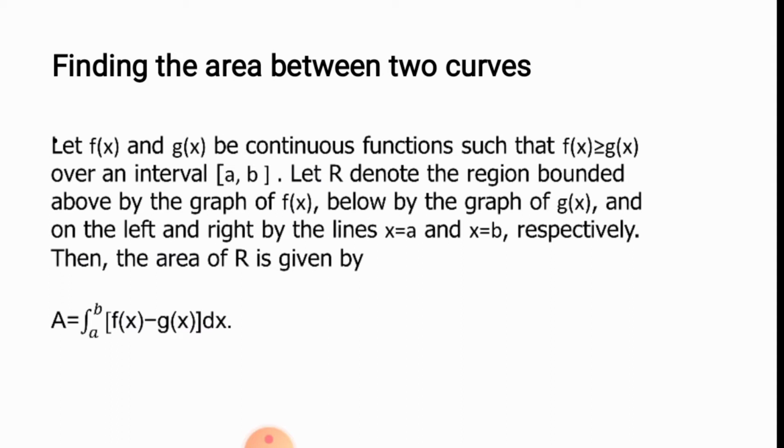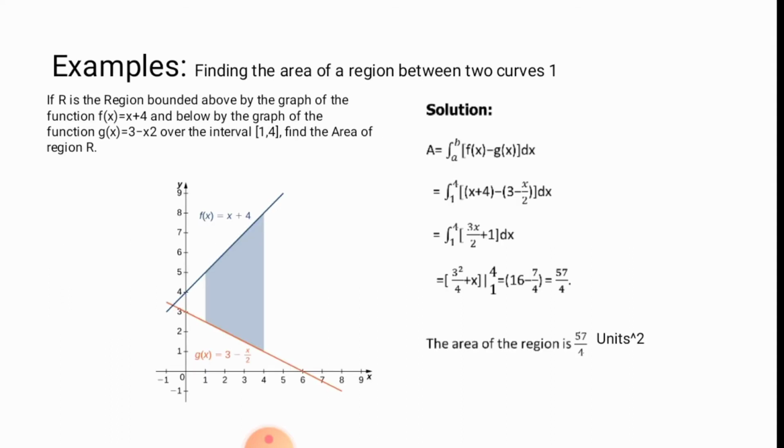Now, we have some examples. Example: finding the area of the region between two curves, number 1. R is the region bounded above by the graph of the function f of x equals x plus 4 and below by the graph of the function g of x equals 3 minus x over 2 (correction, it is x over 2), over the interval 1 to 4. Find the area of the region R.